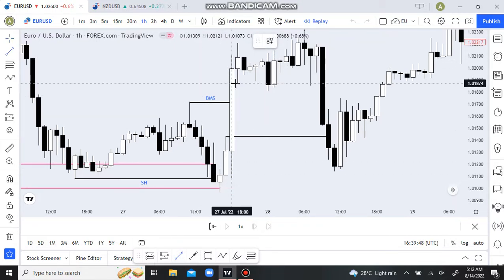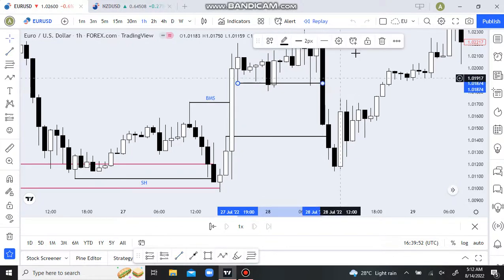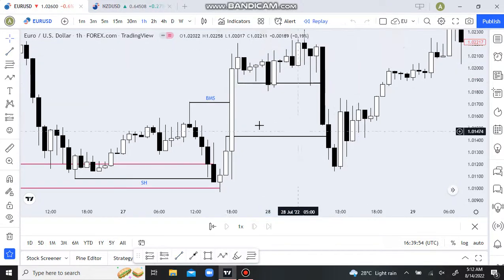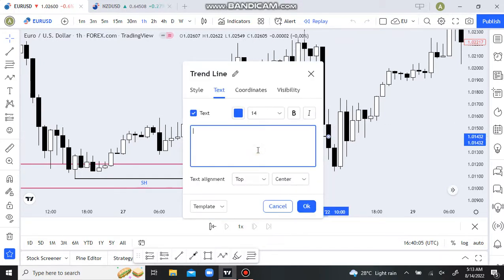And you can see that this gap is huge. It's a huge 1 hour gap, from this candle's high to this candle's low. That's your fair value gap. Okay, so let me label this as well, fair value gap on what? 1 hour.